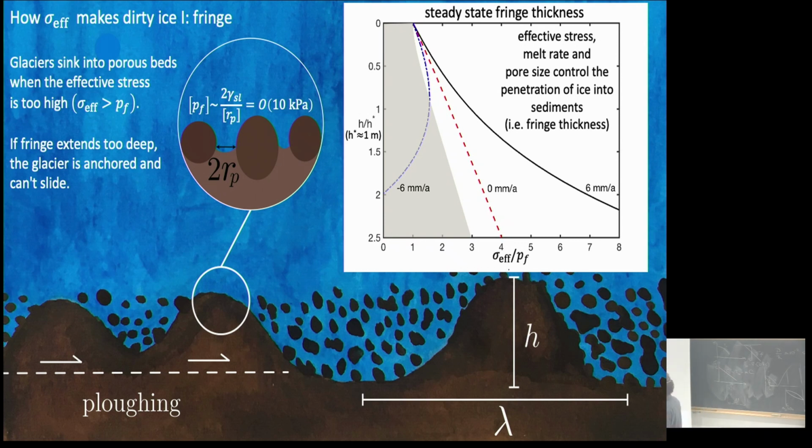So we saw the regime diagram before. This is the same plot of fringe thickness as a function of effective stress. If the effective stress underneath the glacier exceeds the level that's required to sink into the bed, which just depends upon the pore size, then we expect that we will have the ice sink into the bed. But everything is heterogeneous. The water pressure is varying all over the place. The grain sizes are varying all over the place. We should expect that ice will sink in some places and not sink in other places.